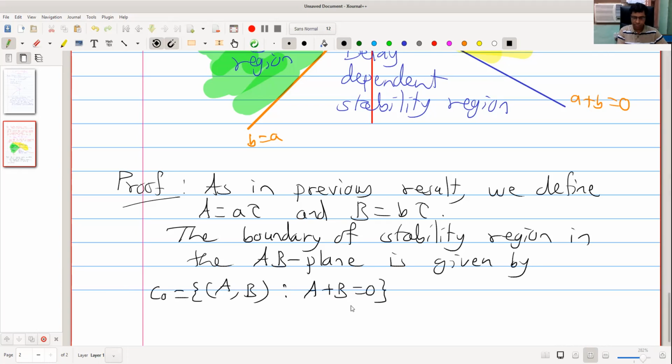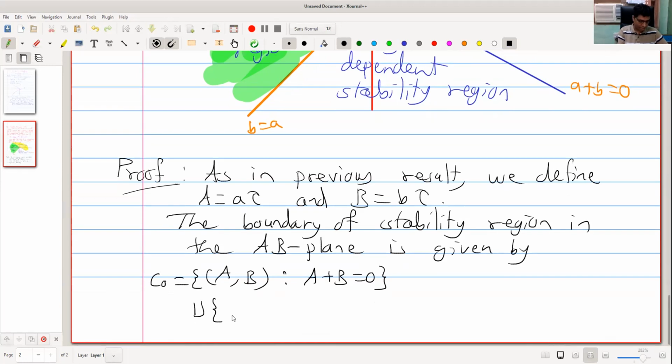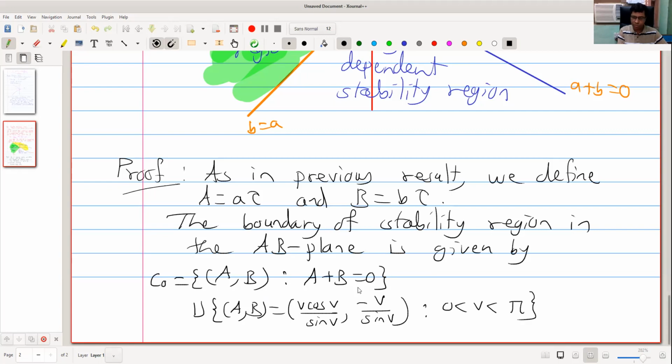Union another part, another branch. It is given by the set of all ordered pairs AB, where A is given by V cos V upon sin V, and capital B is given by minus V upon sin V, such that 0 less than V less than pi. Note that if we put V equal to 0, we get the first branch.